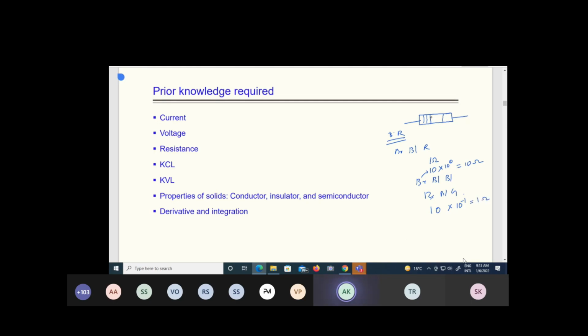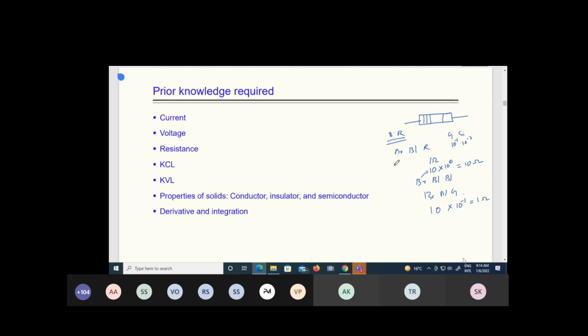So sometimes in the third band, gold or silver color can also be there. Gold value is 10 to the power minus 1 if it is present in the third band, and silver will be 10 to the power minus 2. Gold and silver are generally present in the tolerance band, but sometimes they are used in the multiplier band also.